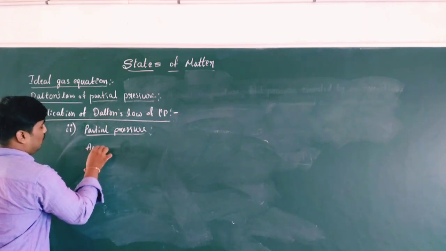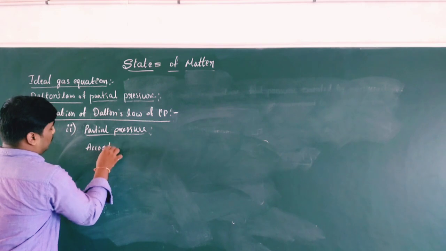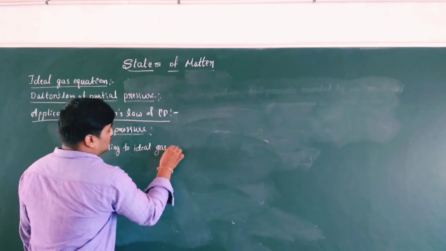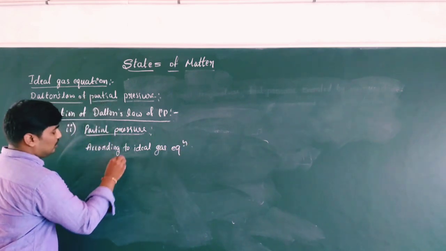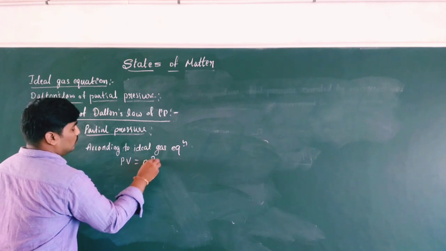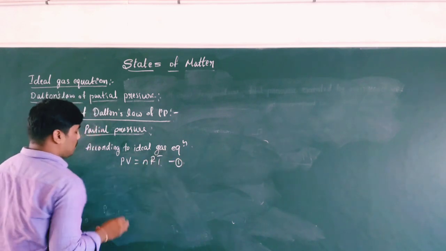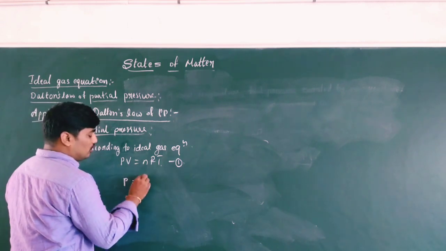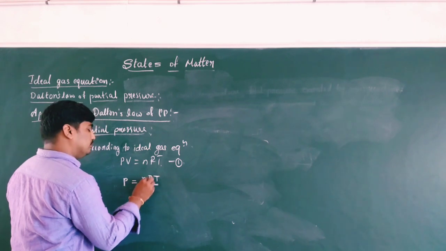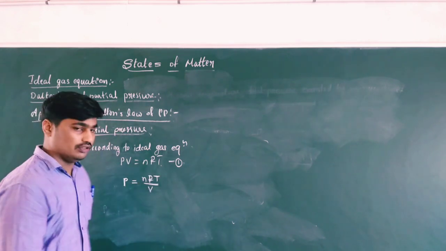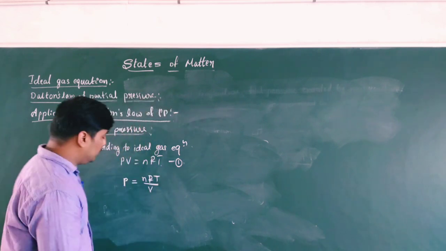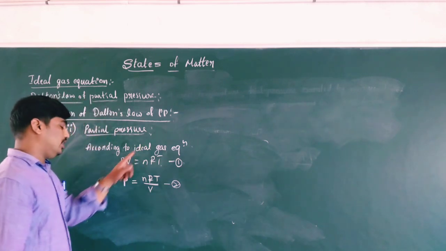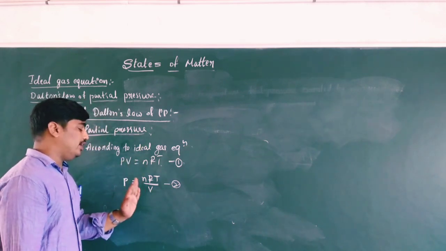According to the ideal gas equation, PV is equal to nRT, equation number 1. Here I consider only pressure. P is equal to nRT by V. Very easy, just rearrange the equation. You can consider it as equation number 2. It is from the ideal gas equation: P is equal to nRT by V.